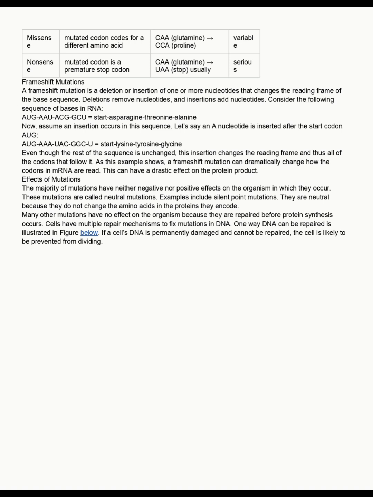Frameshift mutations. A frameshift mutation is a deletion or insertion of one or more nucleotides that changes the reading frame of the base sequence. Deletions remove nucleotides, and insertions add nucleotides. Consider the following sequence of bases in RNA: AUG AAU ACU GCU equals start, asparagine, threonine, alanine.